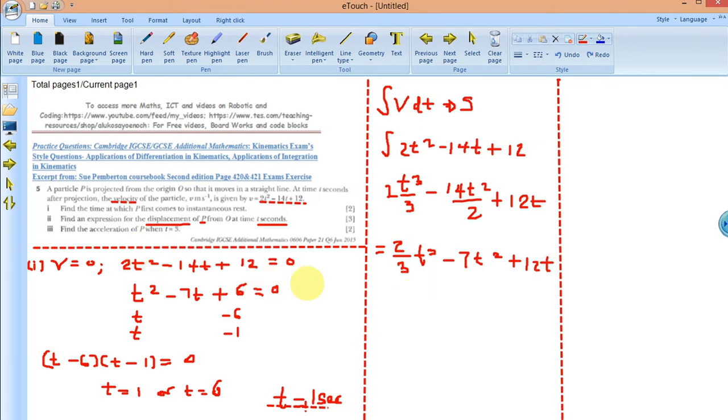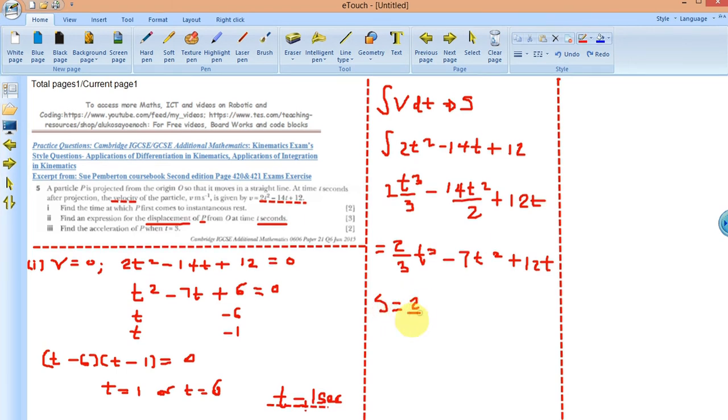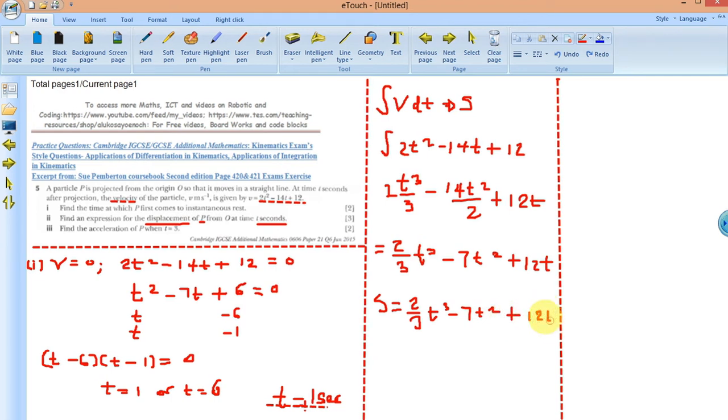We have to find the expression for the displacement. So the expression for the displacement, s, equals that. I don't need to write it again, but if you want me to, let me just go ahead. So that is 2 over 3 t cubed minus 7t squared plus 12t. That's the function for the displacement. Okay, so let's go to the next question now.